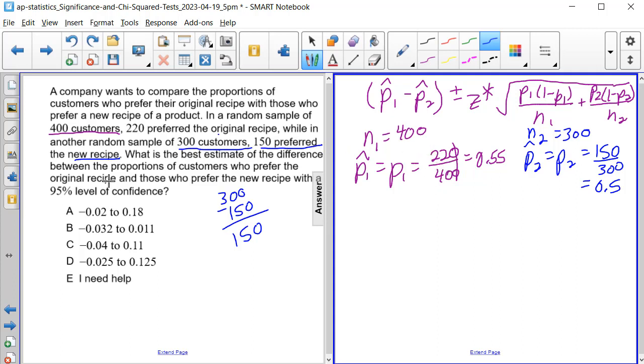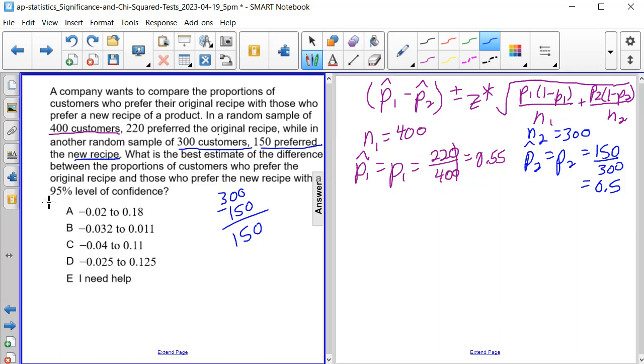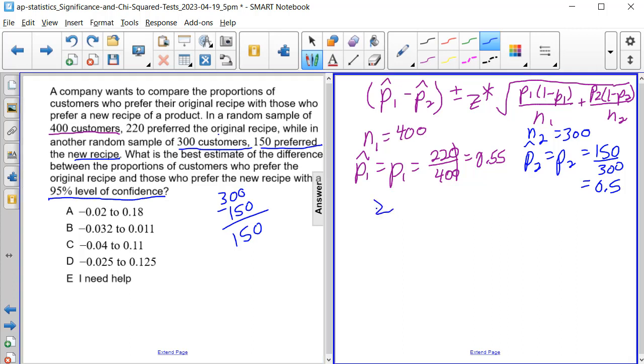Okay, we also know that in our problem we are trying to construct a 95% level of confidence. So that means our z star value is going to be 1.96. And now we can substitute all of these values into our formula to calculate the answer.